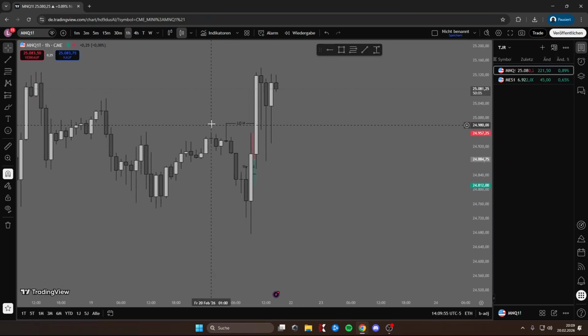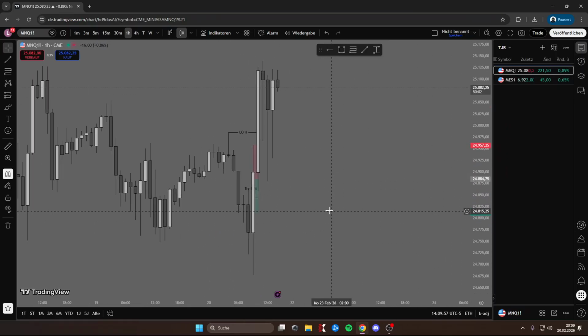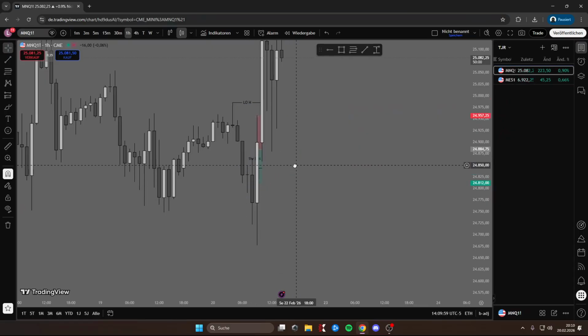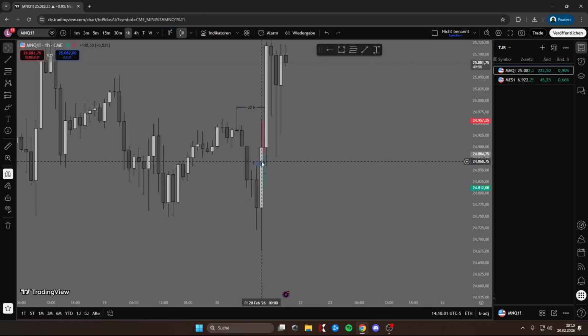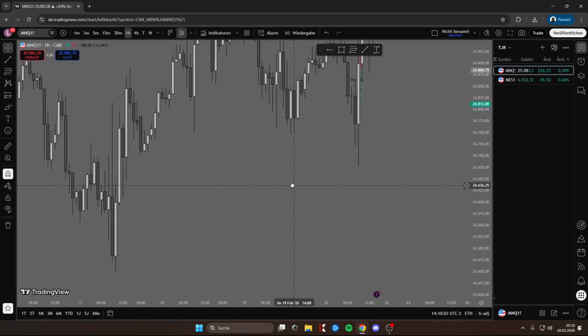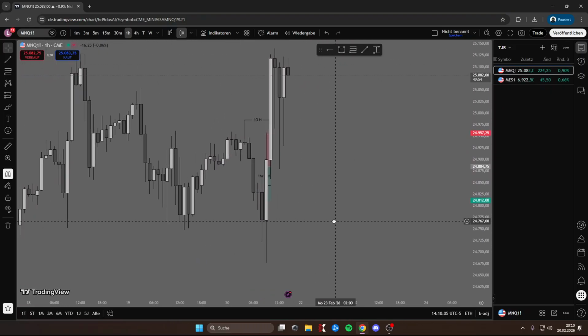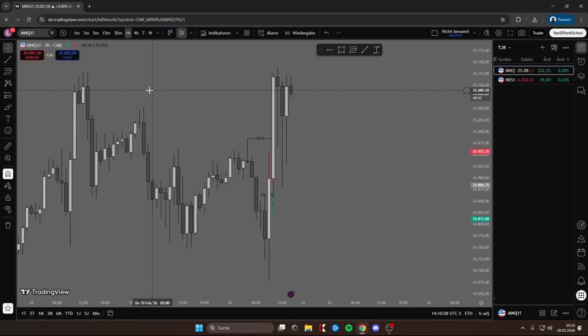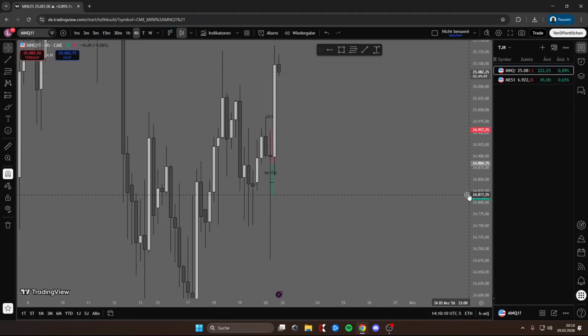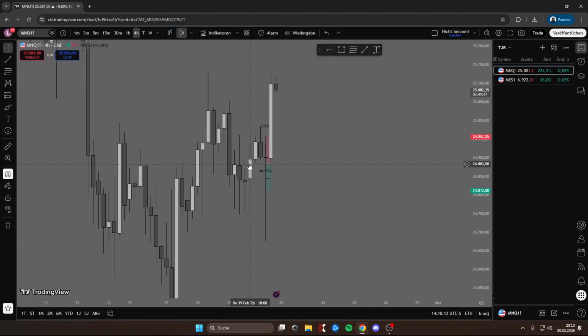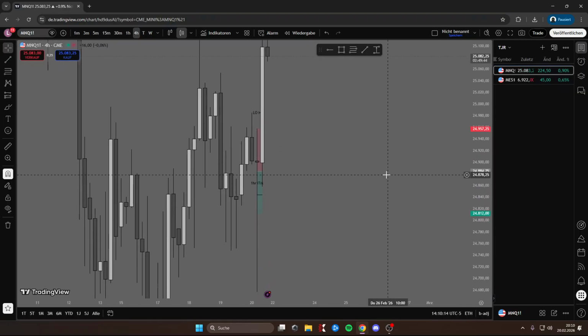We also dumped in the New York session, and we had this 1 hour intermediate high right here, which I assumed would get swept, and then we could continue lower. But looking at the higher time frame on the 4 hour, we did maintain this 4 hour value gap, which caused me to lose.